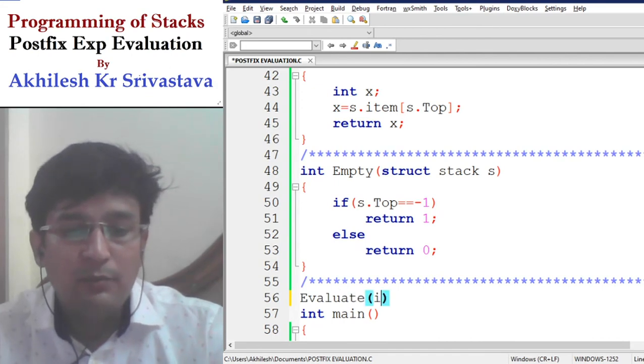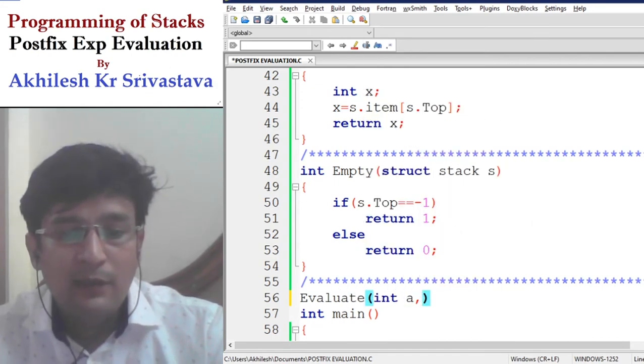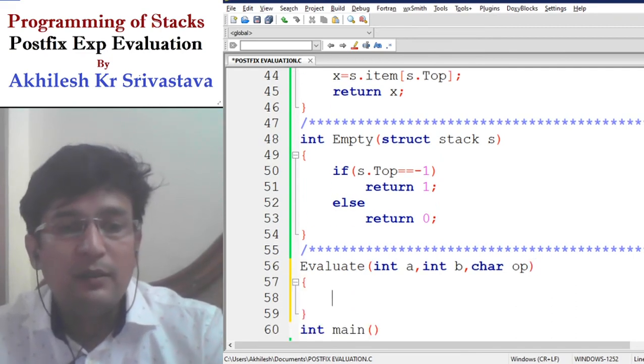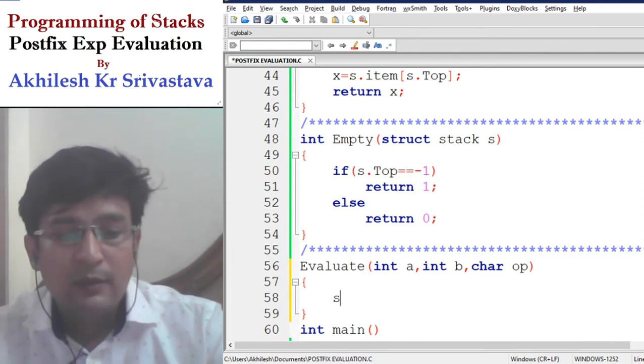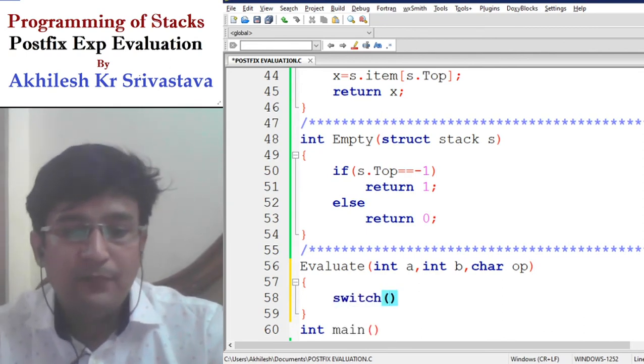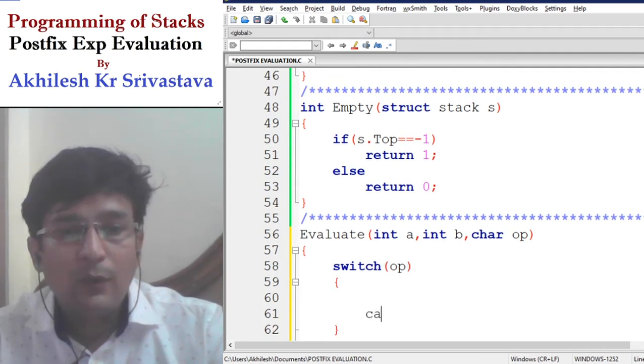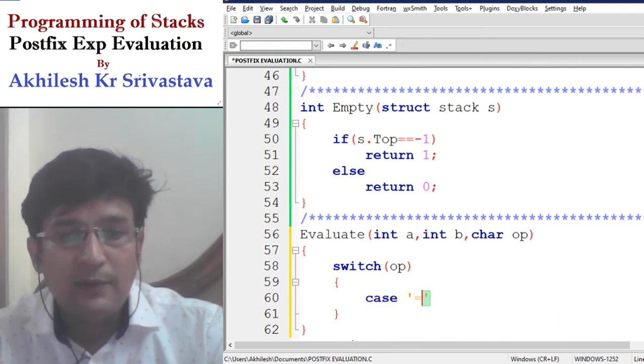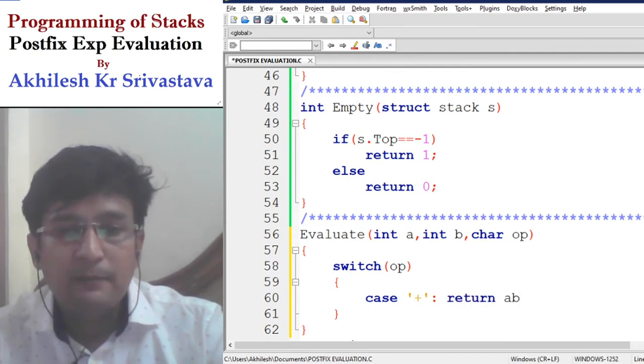So what does the evaluate function do? It has two integer items, let's say a and b. And it has a character item, which is the operation or operator. And according to the operator op, the operations are performed. So let's take a switch case, depending on the operator. And there will be various cases possible here. So let's say the first case is plus. It means the operator has a plus value. So if it has a plus value, we will return a plus b.